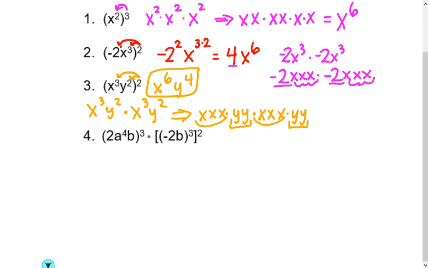This one's going to be a little hairy, but why don't you try to pause your note video and see what you can do here. Pause the video, attempt number 4, and then you can resume and see how you did.